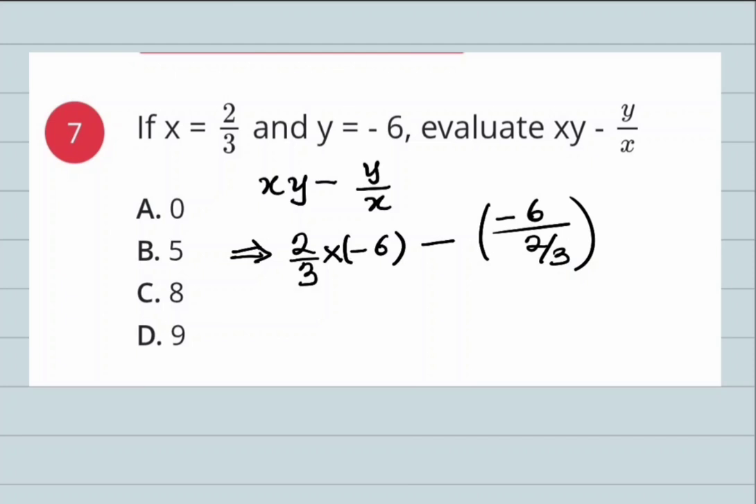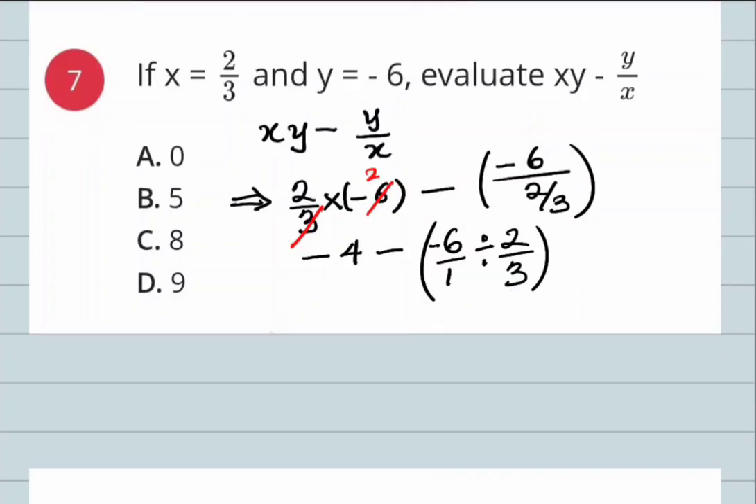So what we have here is, of course, 3 here 1, 3 here 2. So we have minus 2 times 2, that gives us minus 4. Minus, let's evaluate this one after the other. This is minus 6 over 1 to be divided by 2 over 3. Break it down to avoid any form of errors. We have negative 4 here, then minus into bracket minus 6 over 1, then multiply by the reciprocal of this, that will be 3 over 2. Let's simplify this, then let's see what we have.